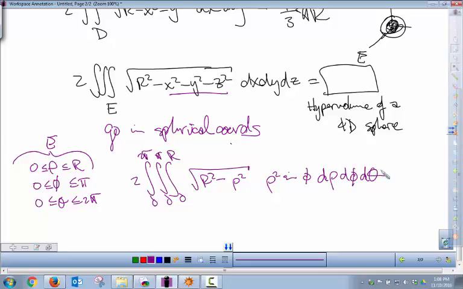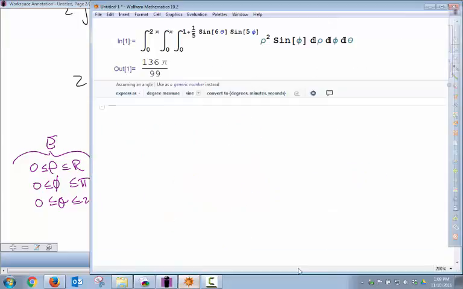Now this is doable. The difficult part is the rho integral. You can integrate sine phi easily, and there's no thetas in there, so you can imagine a 2 pi sitting out there already. So the difficult part here is this, which would require trigonometric substitution because you have an r squared minus rho squared under a square root. So because of that, I'm not going to do it. I'm just going to have Mathematica do it for me.